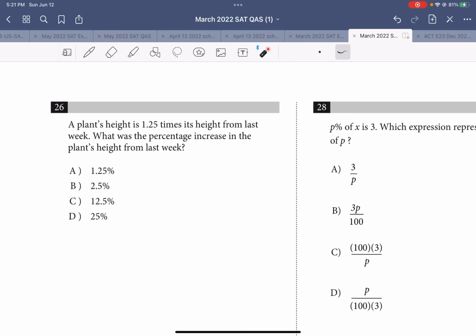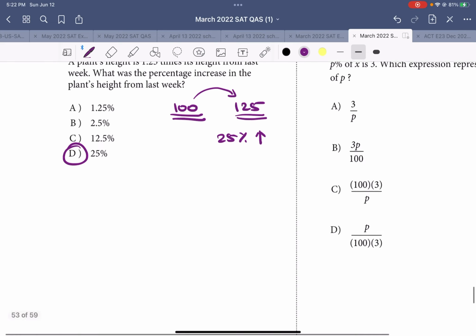Let's move on. Number 26. A plant's height is 1.25 times its height from last week. What was the percentage increase? Let's say last week was 100 and this week is 125, because when you multiply by 1.25, it'll be 125. So how much percentage is different? 25% increase, right? From 100 to 125, that's a 25% increase. The answer is D. You make it 100 in the beginning, and then 100 times 1.25 is 125. So 25% increase.